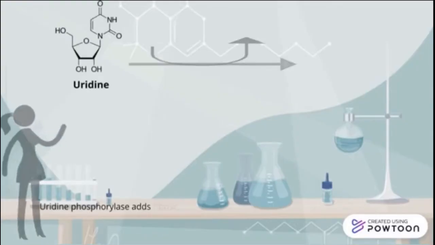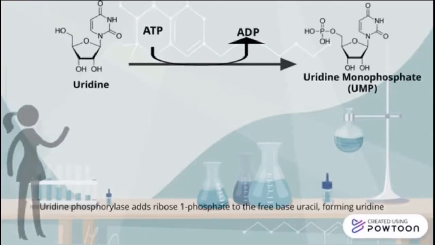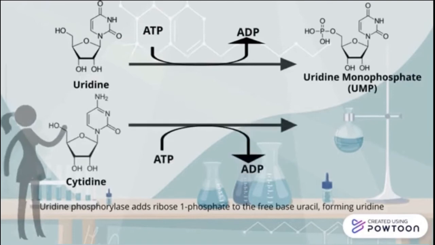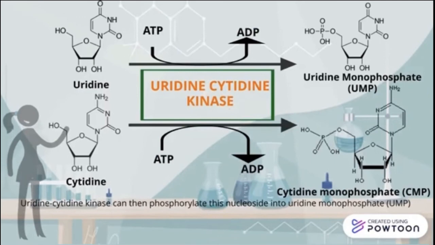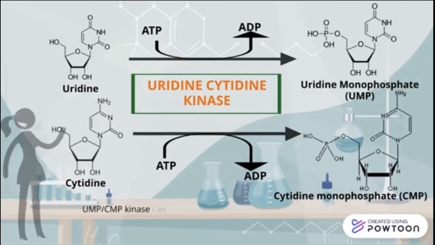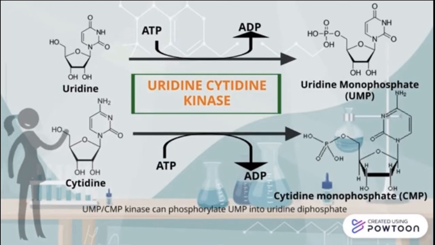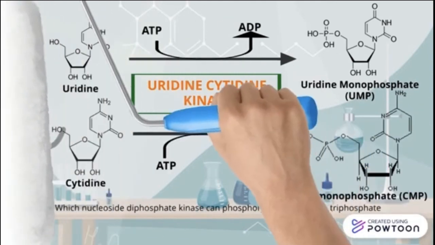Uridine phosphorylase adds ribose 1-phosphate to the free base uracil, forming uridine. Uridine cytidine kinase can then phosphorylate these nucleosides into uridine monophosphate, UMP. UMP or CMP kinase can phosphorylate UMP into uridine diphosphate, which nucleoside diphosphate kinase can phosphorylate into uridine triphosphate.